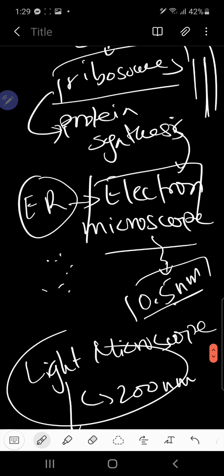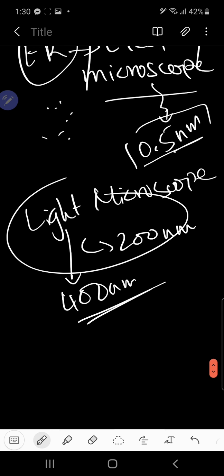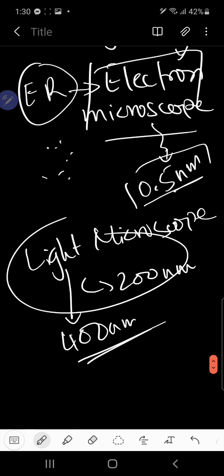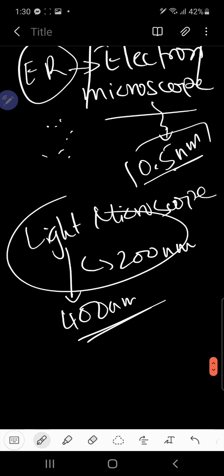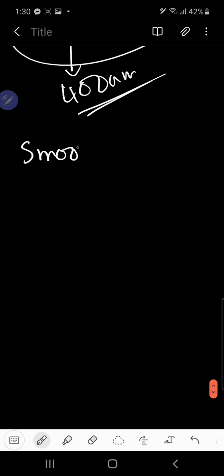So okay, now let's continue. Mainly for the rough endoplasmic reticulum, we need to know about protein synthesis. We are going to talk about this protein synthesis in detail when we talk about the central dogma of biology: transcription, translation, replication, and all those things. Okay, now let's shift our attention to the smooth endoplasmic reticulum.